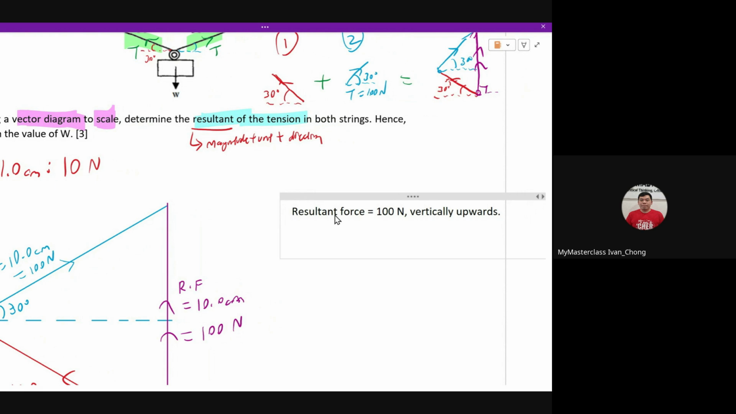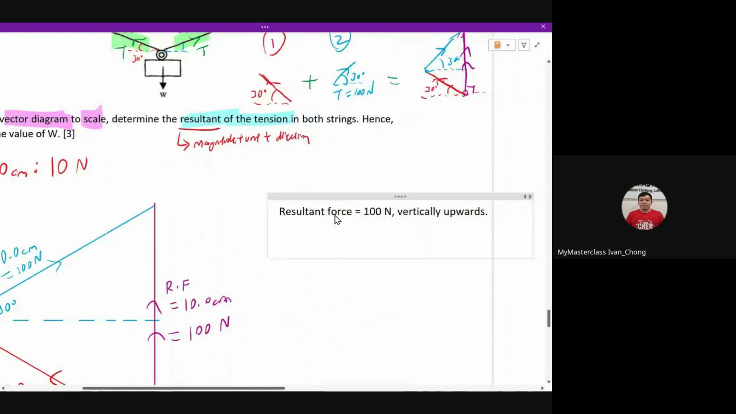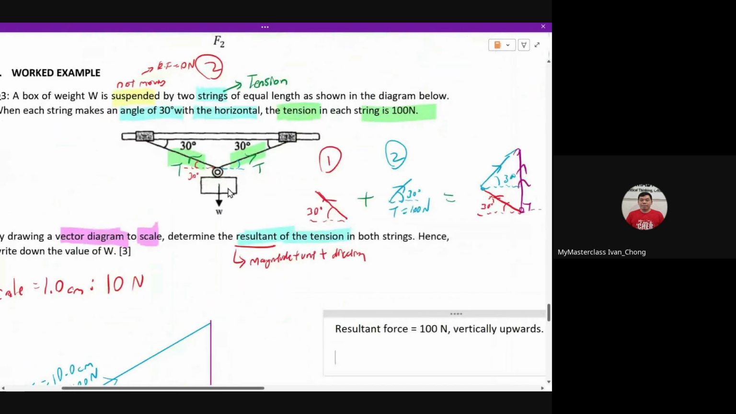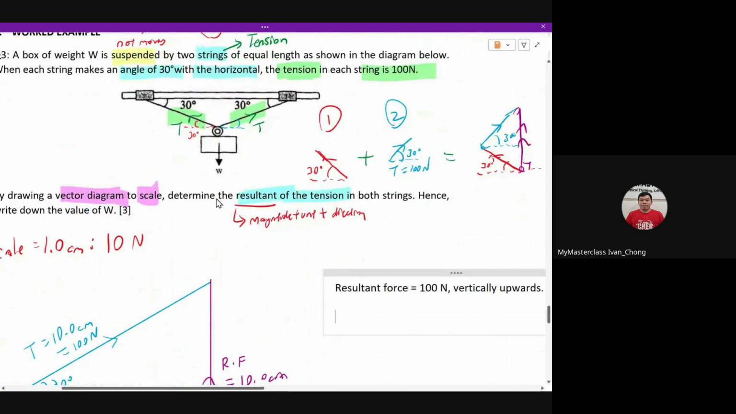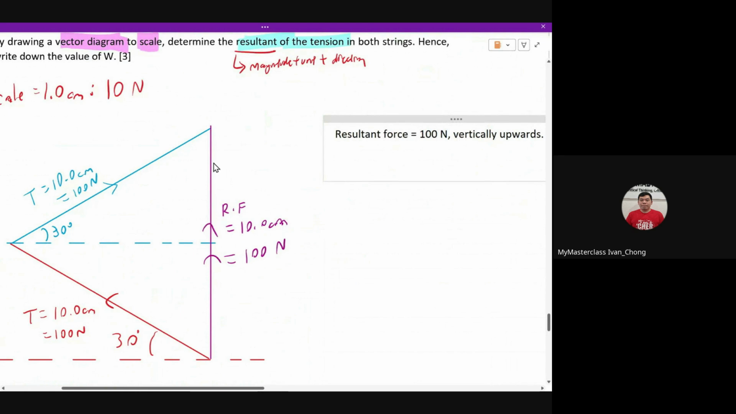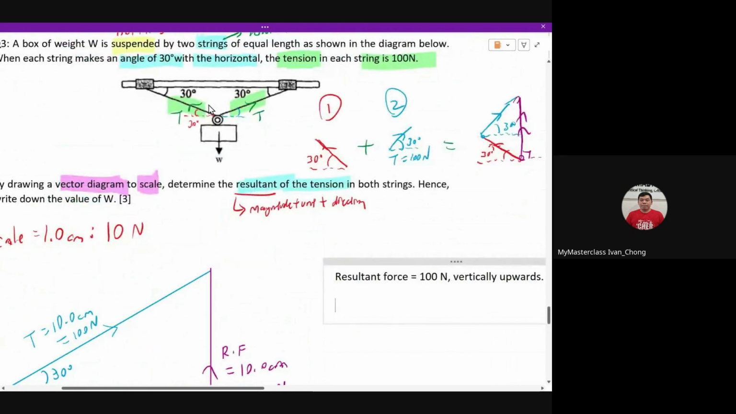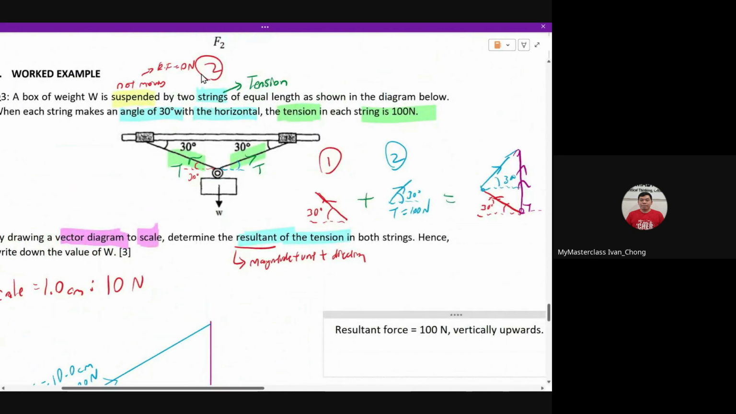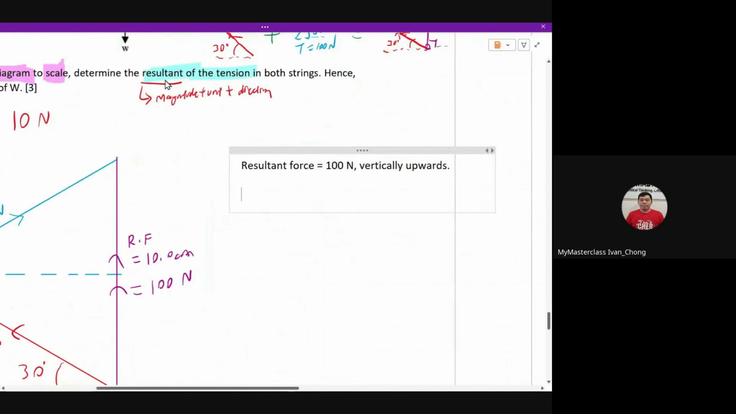Okay, then next part, hence, write down the value of W. So the thing is, if you notice, W is weight, right? And weight will always be vertically downwards. So what this means is, if I see this, the resultant force is 0. So what you can do is straight away say that your weight is equal to the resultant force of the tension.